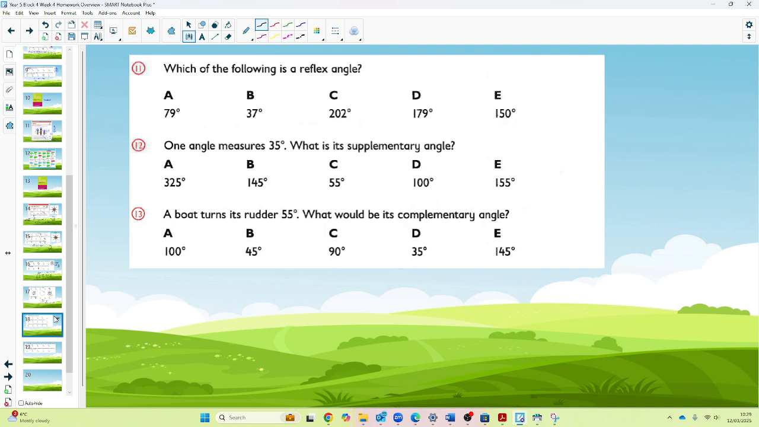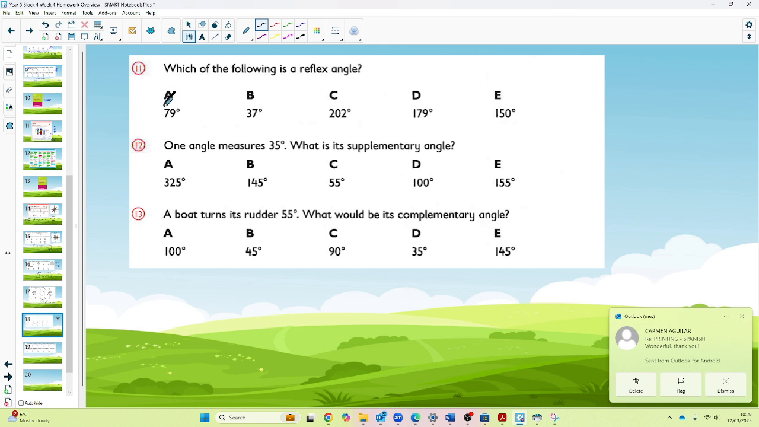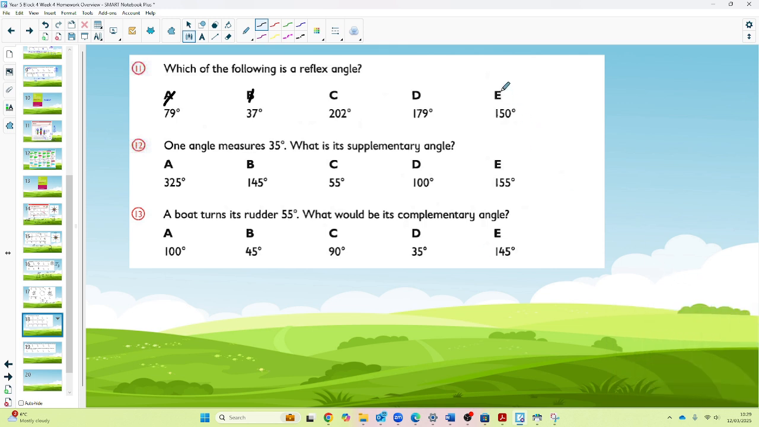Which of the following is a reflex angle? So a reflex angle, and you might have learnt this within the learn section, is an angle that is greater than 180 degrees. So we need to have a little look and see. We can see here it's not going to be 79, that would be what we'd call an acute angle. It's not 37 degrees. It's not going to be 150 or 179 because they're both less than 180 degrees. So the answer is 202.